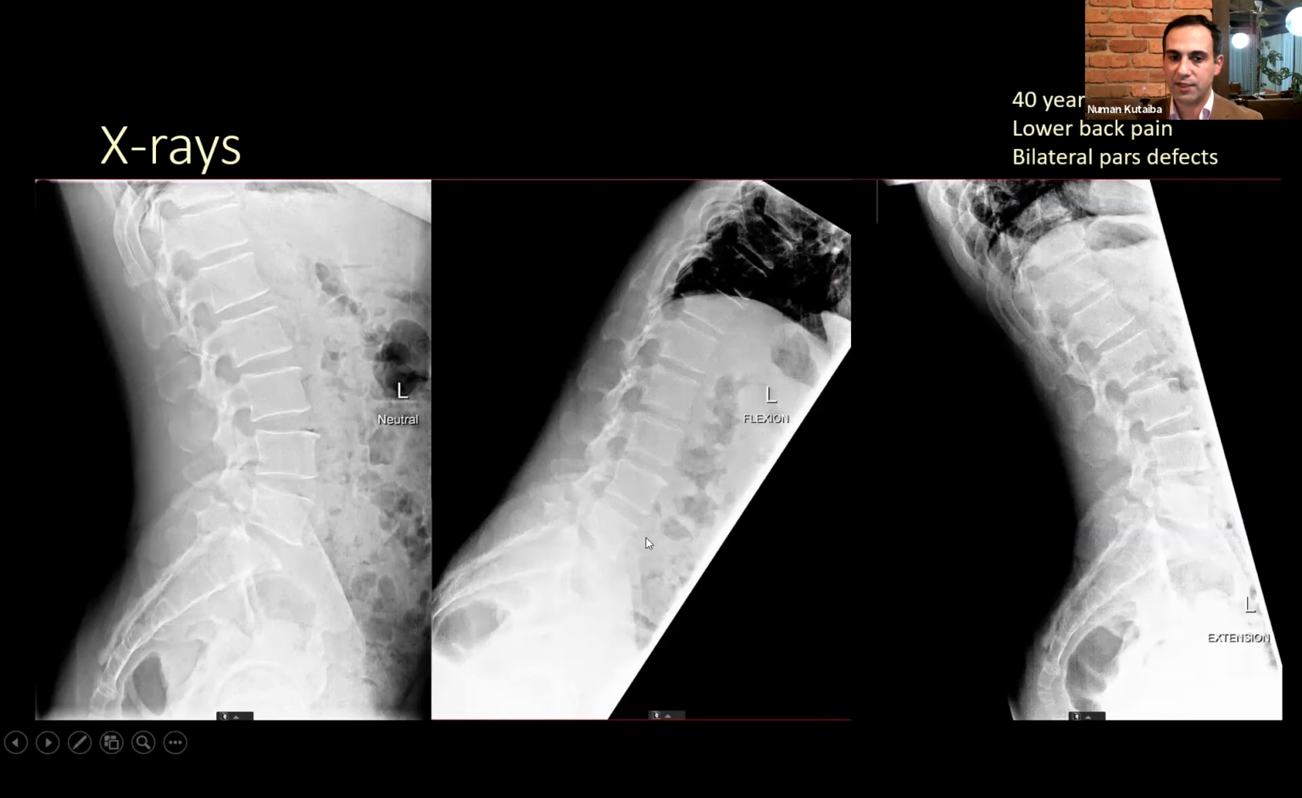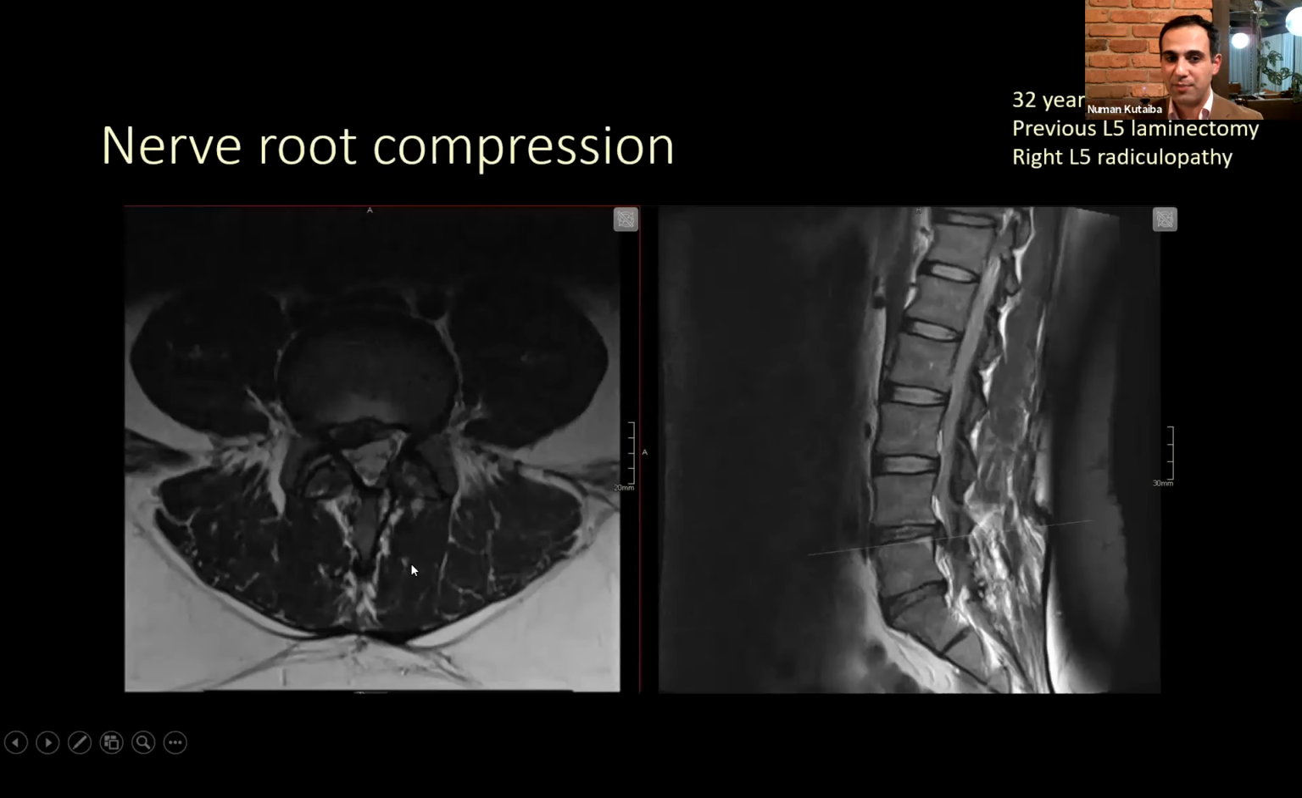This patient doesn't have slippage on the flexion or extension views. You can see that interruption in the pars articularis, which is part of the articular process of this vertebra, usually at the L5 level. That can cause some pain. Nerve root impingement and nerve root compression in the lumbar spine is a very common one. This is a 32-year-old male who's already had laminectomy at the L5 level a few years ago, represented with nerve root compression symptoms. So right L5 radiculopathy.